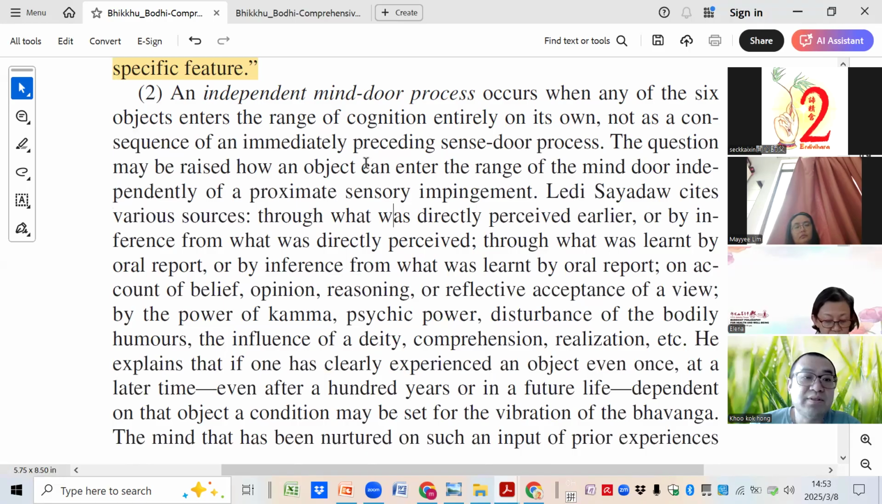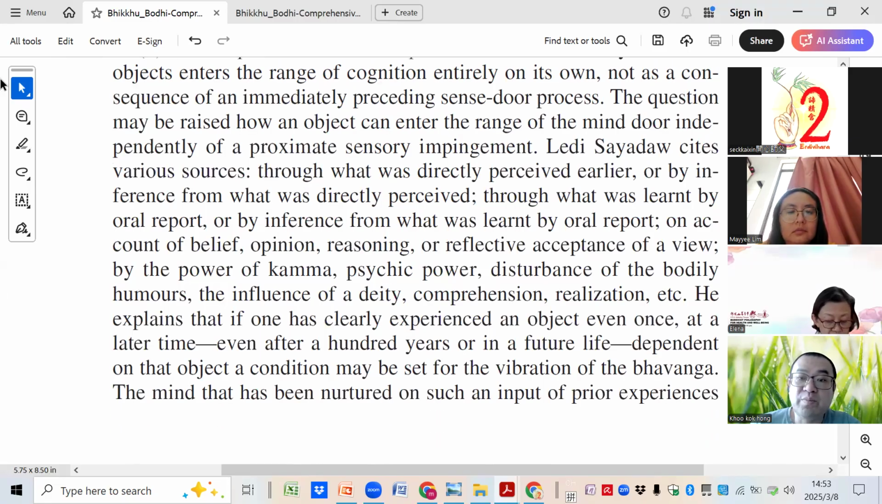Lady Sayadaw cites various sources: through what was directly perceived earlier or by inference from what was directly perceived, through what was learned by oral report or by inference from what was learned by oral report, on account of belief, opinion, reasoning, or reflective acceptance of a view, by the power of karma, psychic power, disturbance of the bodily humor, the influence of a deity, comprehensions, realizations, etc.